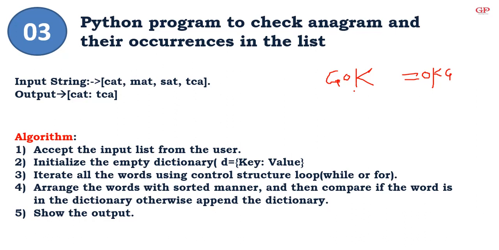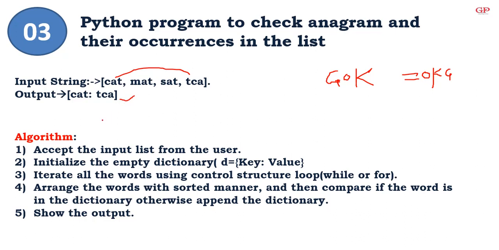So in our example, a certain list is given: cat, mat, sack and tc. So we have to find out anagrams in this given list. So we know that cat is organized as tc. So the location of the last character is replaced with the first character. That's why the number of characters is the same, but the locations are different. The outcome of this program should be like this.